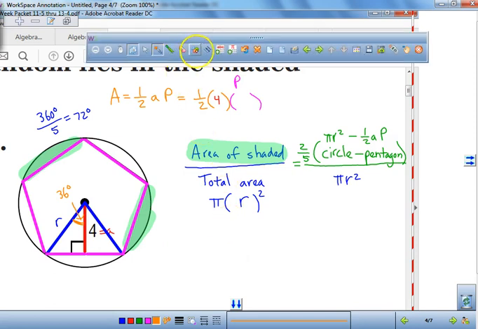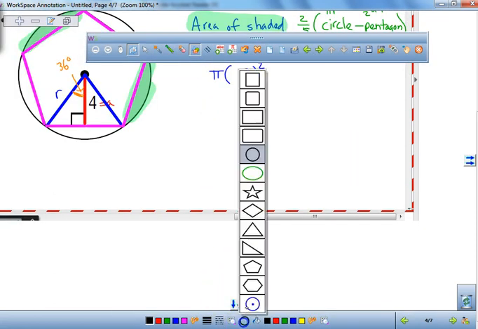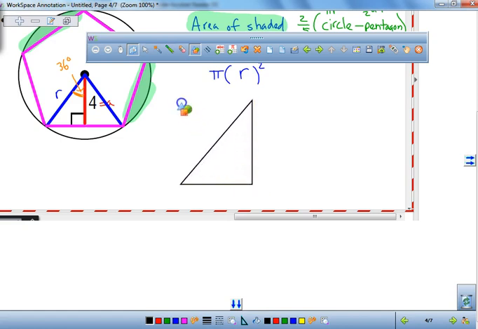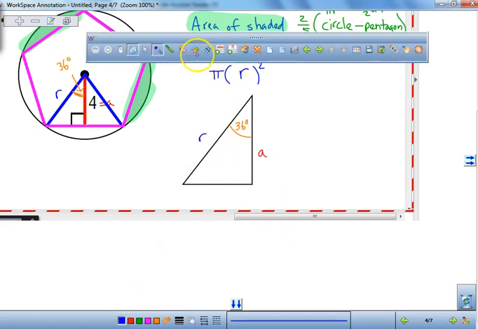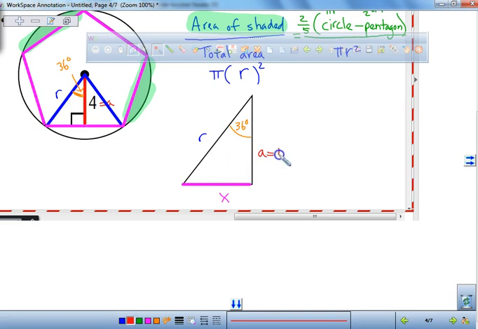So I'm going to make a bigger triangle so you guys can see it a little bit better. There's 36 degrees. I'm going to call this A. I'm going to call this R. And I'm going to call this side right here length X. Now our A value is easy. It was already given to us. It's a 4. So what do I need to find? I need to find R and I need to find X.